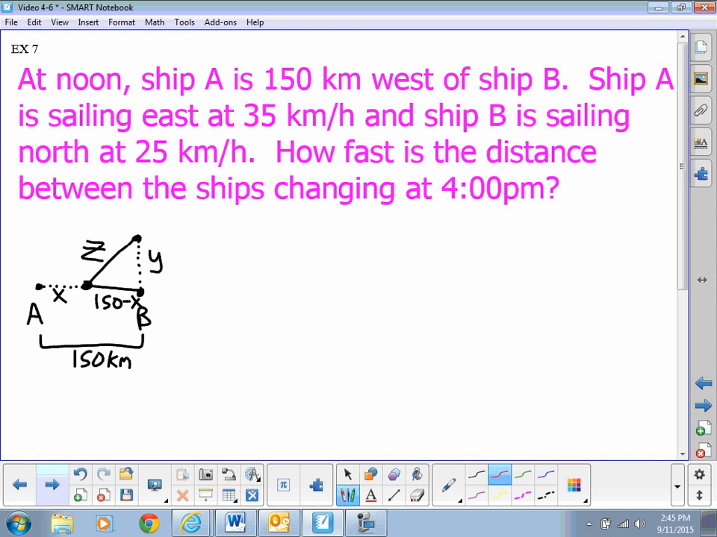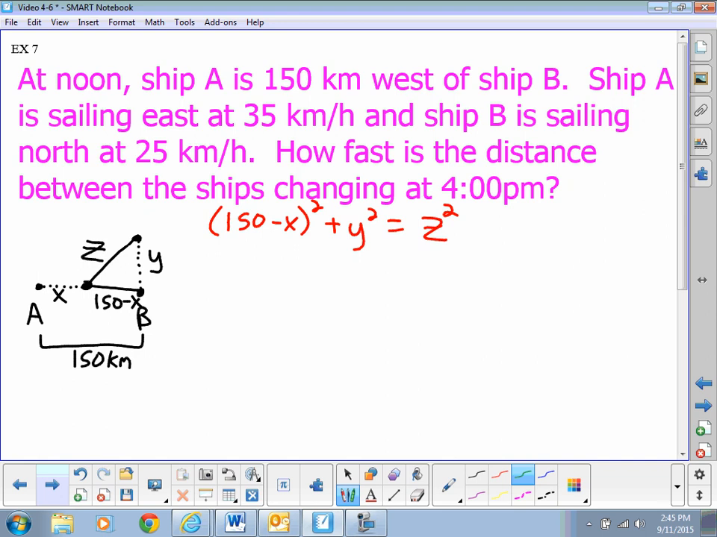Now in our setup of our triangle, nothing is remaining constant, so we can't put anything in ahead of time. But we can now set up Pythagorean theorem. We're going to have (150 minus X) squared plus Y squared equals Z squared.